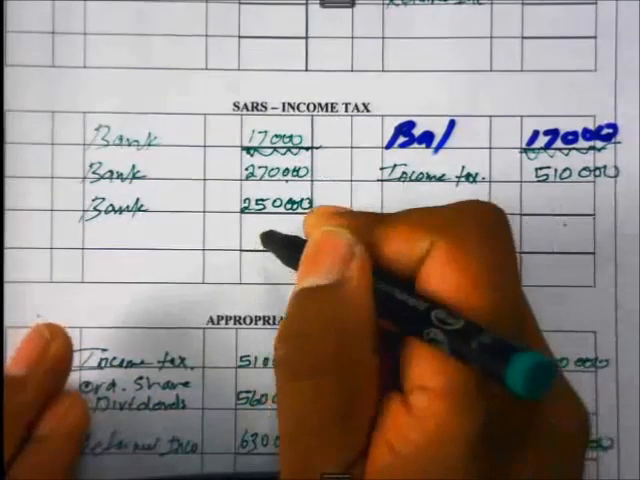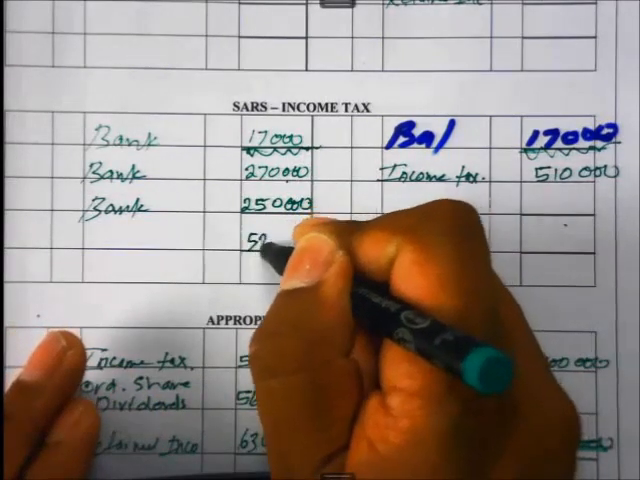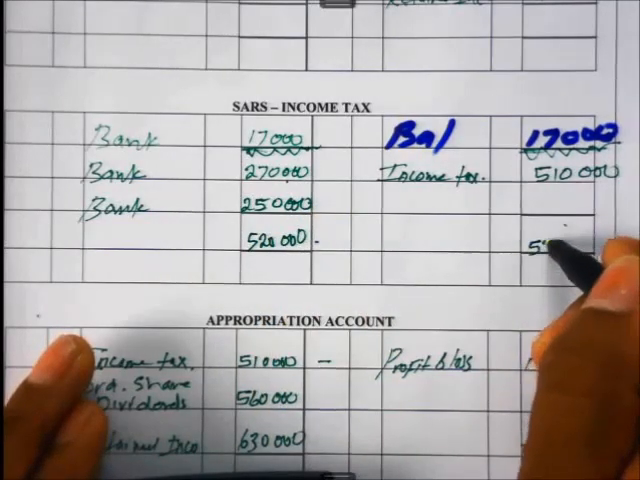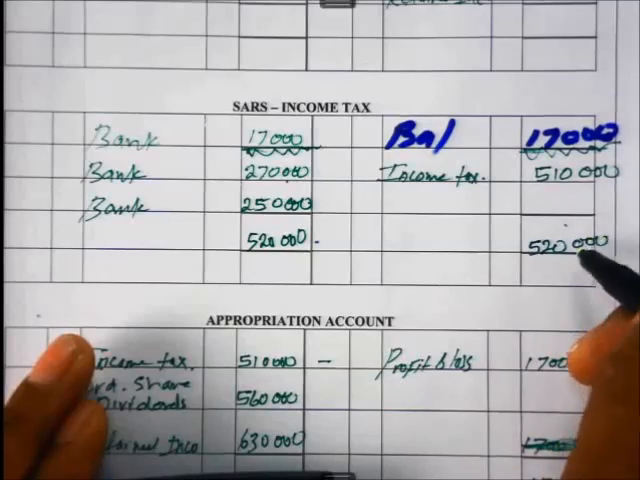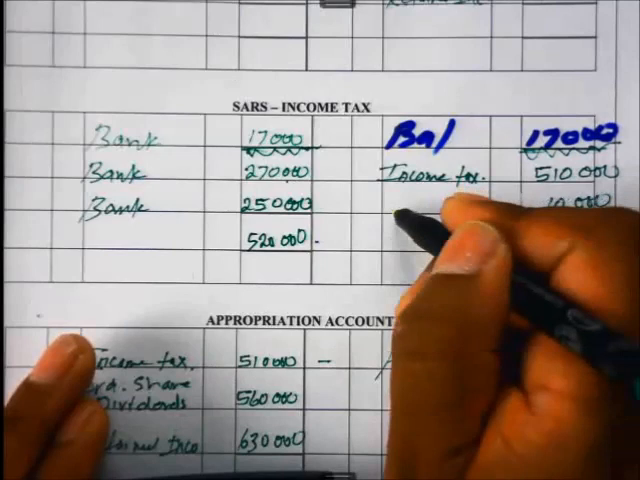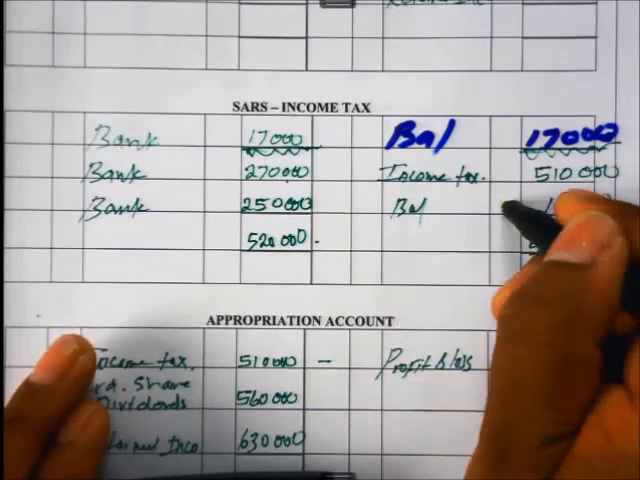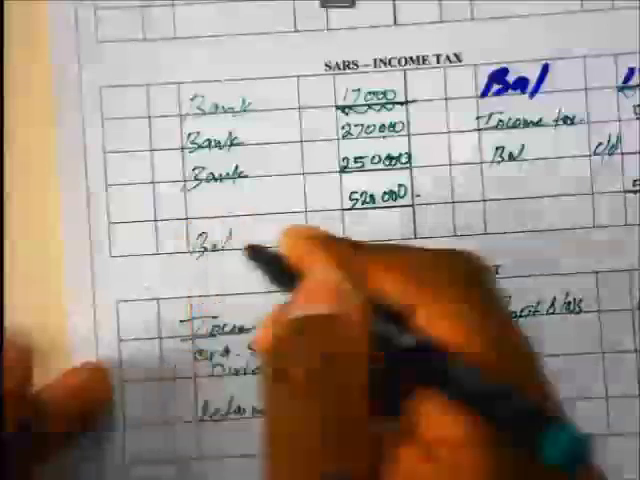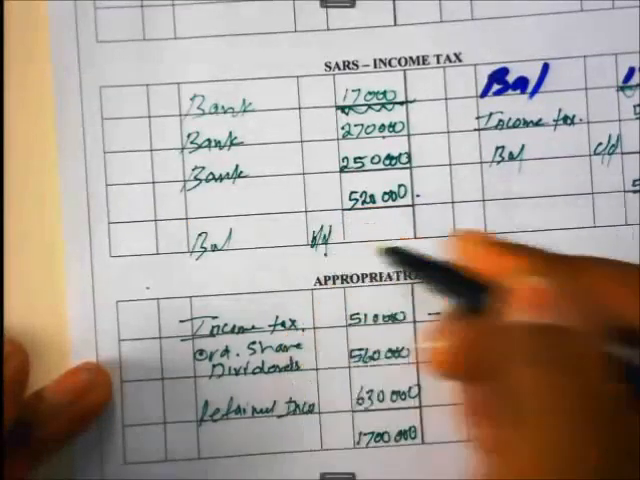Therefore, when you balance this account, this is the bigger side. It will be 520,000. 520,000 is the bigger side. Minus 510, we have 10,000. This will be your balance carried down, and then this will be your balance brought down.